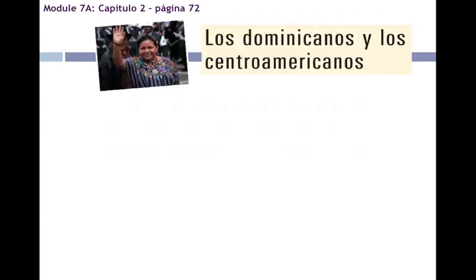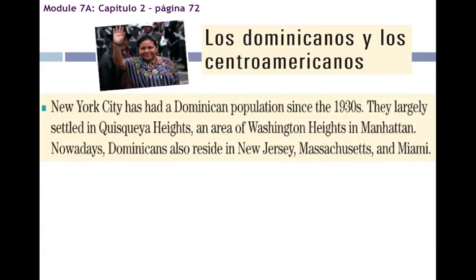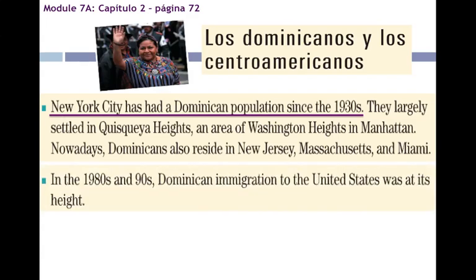Y finalmente, los dominicanos y los centroamericanos. New York City has had a Dominican population since the 1930s. They largely settled in Quisqueya Heights, an area of Washington Heights in Manhattan. Nowadays, Dominicans also reside in New Jersey, Massachusetts, and Miami. In the 1980s and 90s, Dominican immigration to the U.S. was at its height.